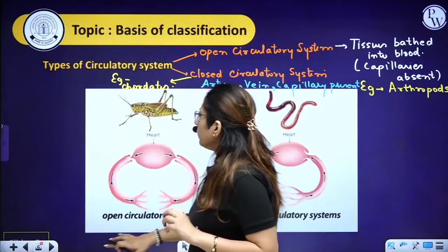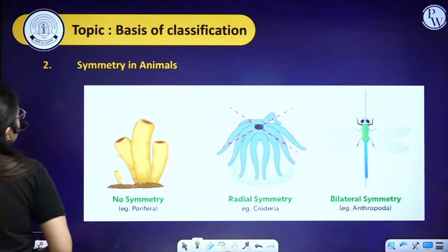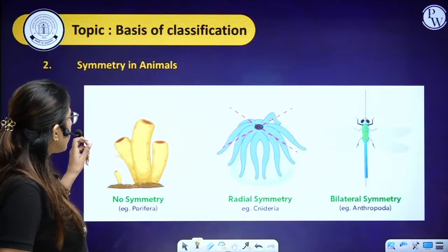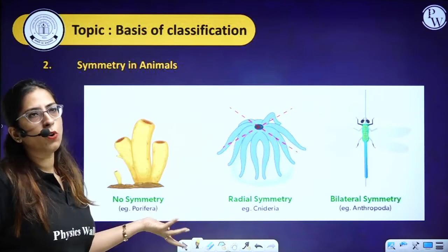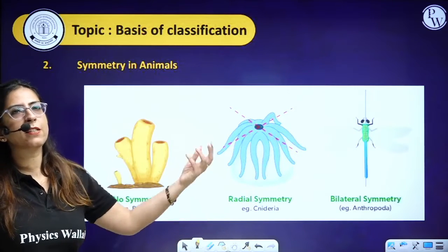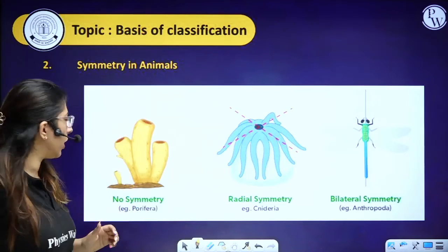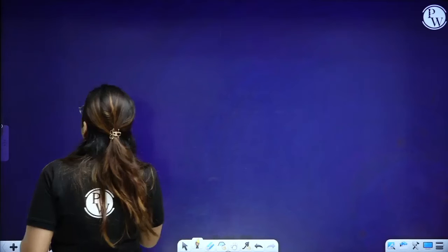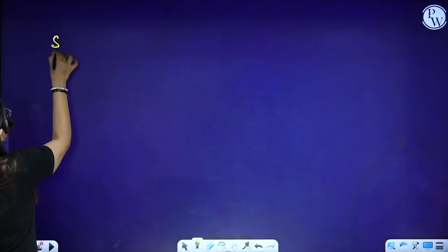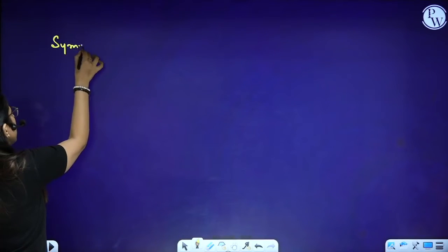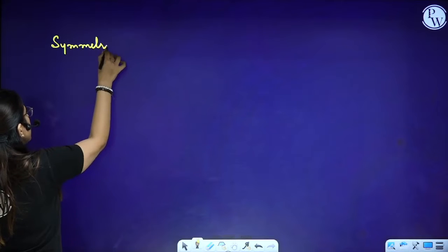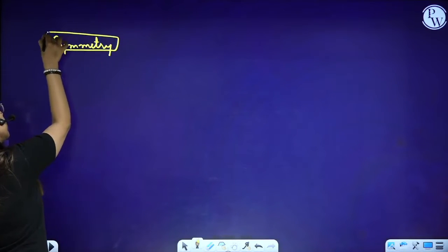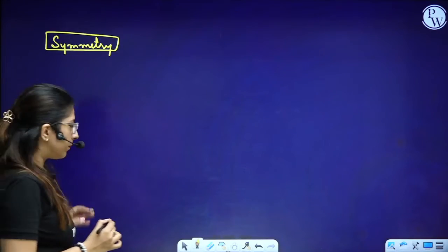Now, moving on to the next, we have symmetry in animals. Symmetry. So there are animals which are non-symmetrical. Some do not have symmetry. Some have radial symmetry. Some have bilateral symmetry. Now let's talk about each of these one by one. So buddies, second we are talking about symmetry. On the basis of symmetry also, we classify organisms into different groups. Clear?